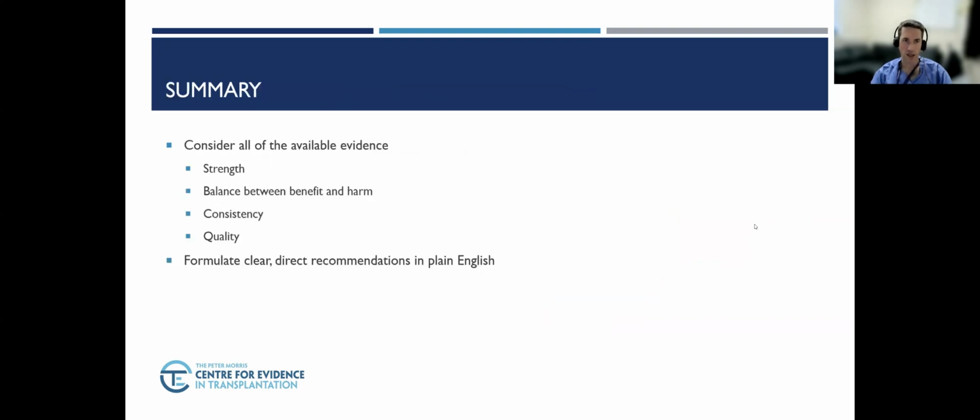So in summary, we're going to consider all of the available evidence. We're going to consider the strength of the evidence, the statistical and clinical significance. We're going to consider the balance between benefit and harm. We're going to consider the consistency of the evidence and the heterogeneity. And we're going to consider the quality and the risk of bias. And we're going to try and formulate clear, direct recommendations in plain English that are really easy and unambiguous to follow.